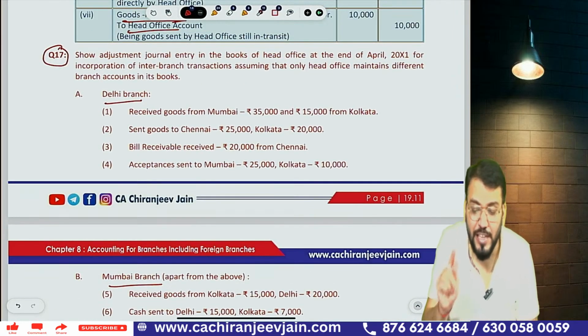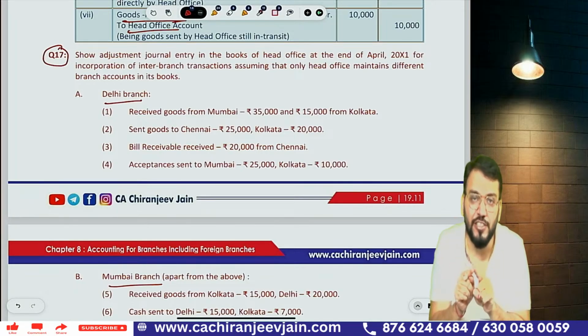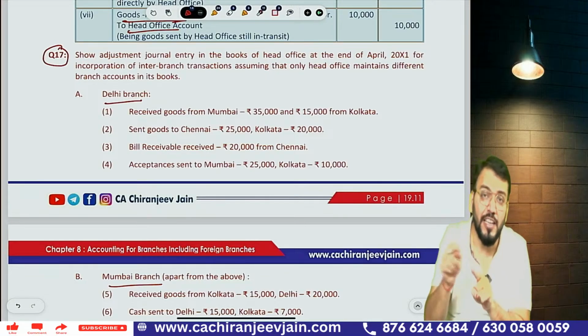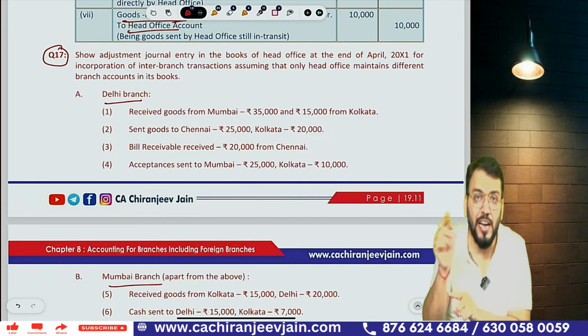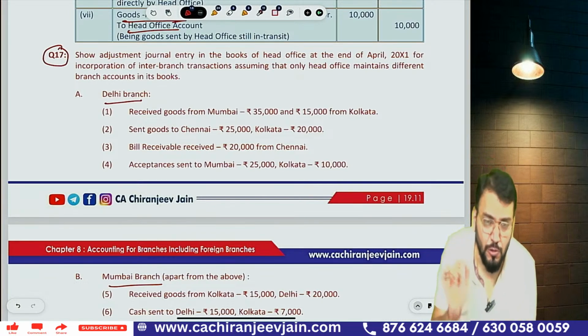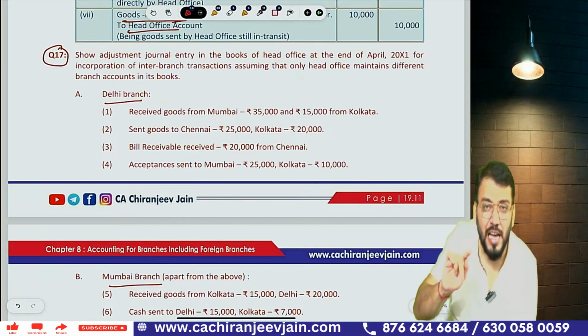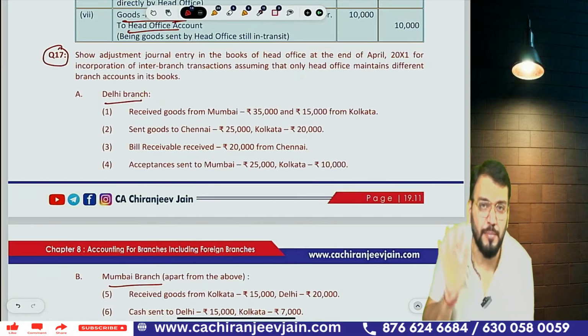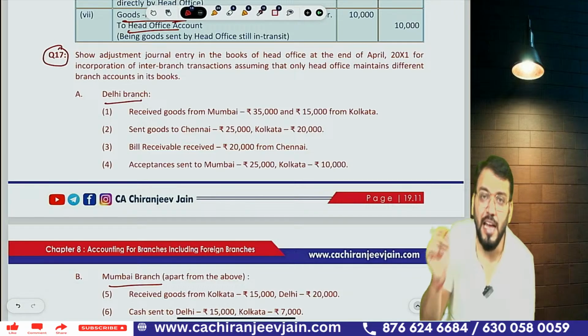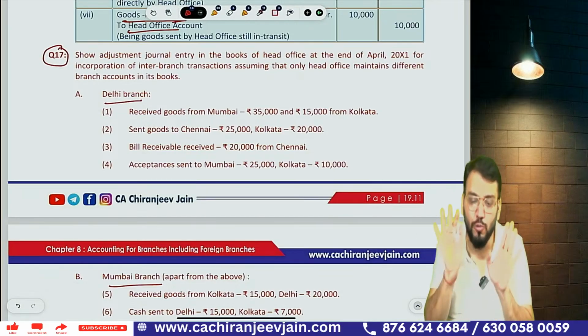Now they will ask for one adjustment entry in the books of head office. So you need to prepare one reconciliation statement for journal entry in the books of head office. The rule is, just try to understand: in the books of head office, any branch which is receiving something will be debited, and any branch which is giving something will be credited. This is the rule. Have you understood?